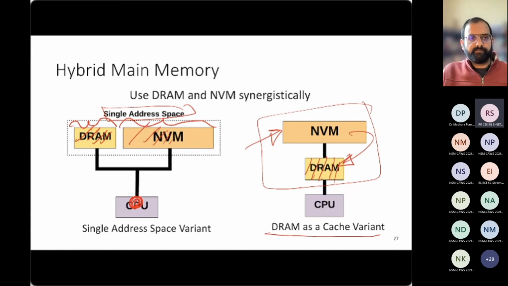And this caching of NVM data in DRAM is essentially maintained transparently from the application's perspective, or even from the system software's perspective, right? So the operating system doesn't have to explicitly manage data between the NVM and the DRAM in this particular case. It is managed explicitly by the memory controller that is sitting on the CPU, right?